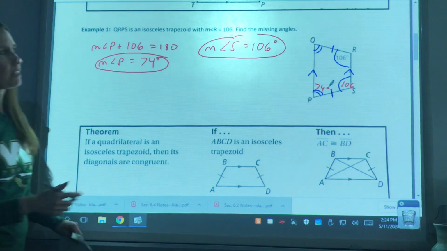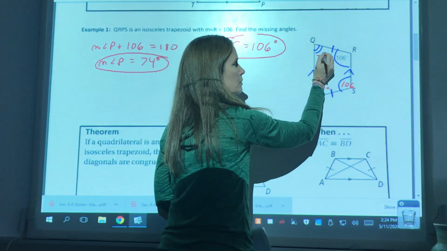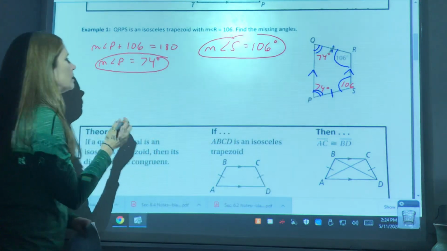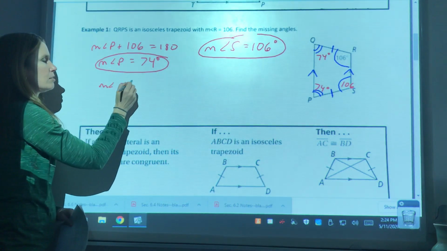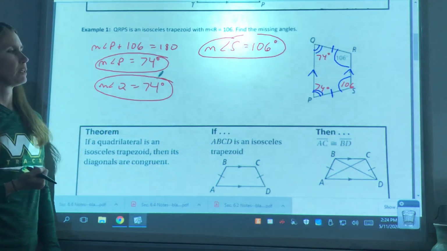And then from there, I already said that these two angles were congruent. This pair of base angles is congruent, so that must be 74 also. And I can include that as well without having to do any extra work.